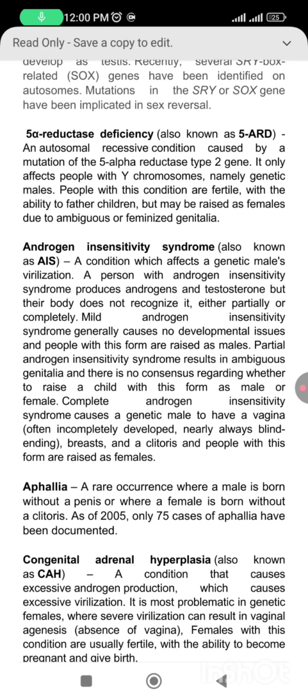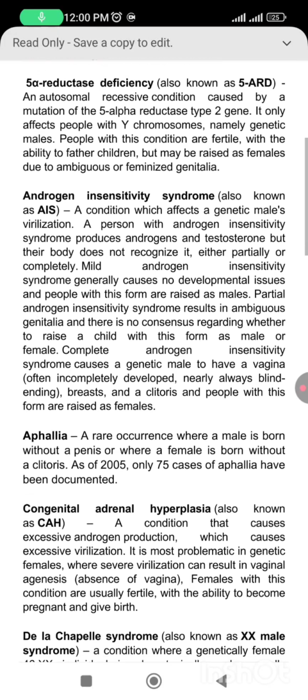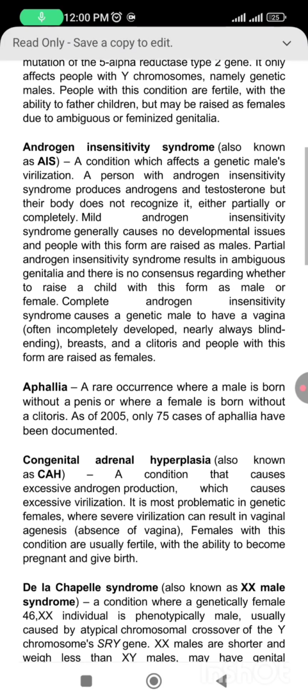Partial androgen insensitivity syndrome results in ambiguous genitalia, and there is no consensus regarding whether to raise children with this form as male or female. Complete androgen insensitivity syndrome causes a genetic male to have a vagina, breasts, and a clitoris, and people with this form are raised as females.